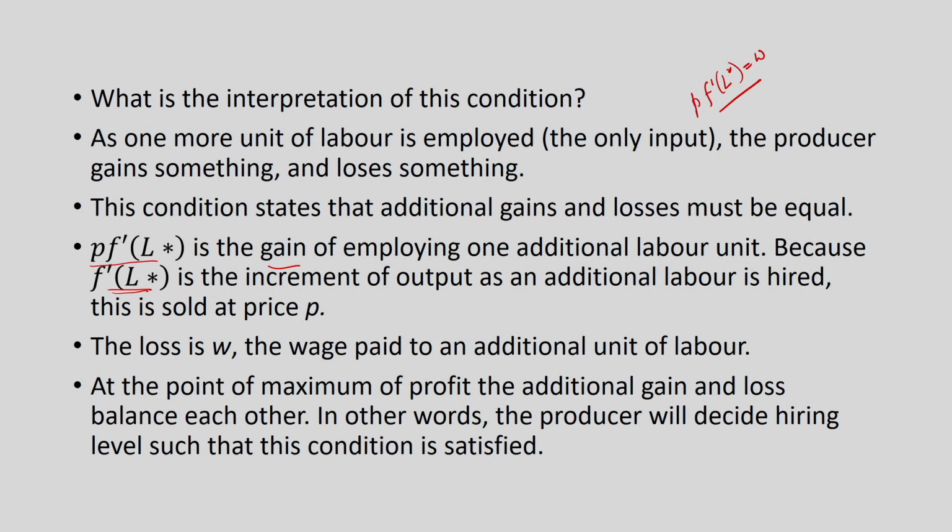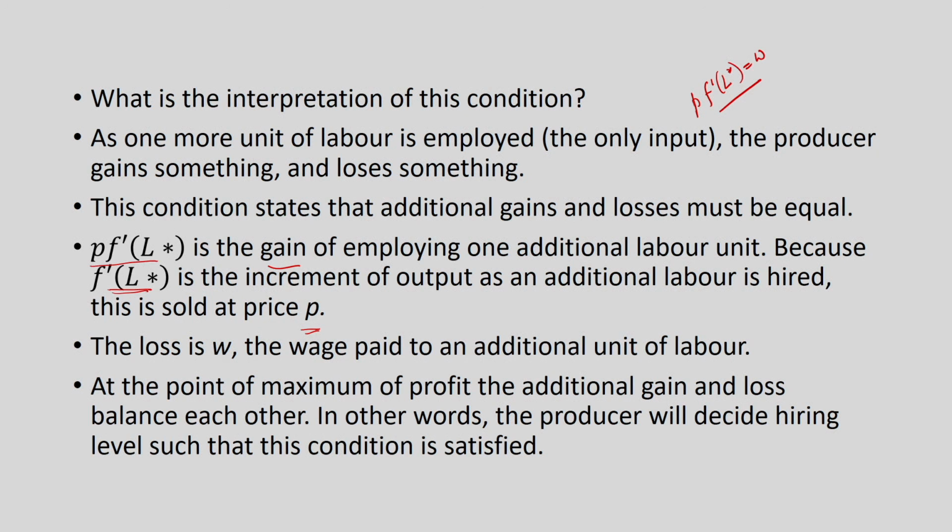Let us suppose this change in output is positive, then it will be sold in the market, and what is the price? It will be sold at P per unit. So, P multiplied by f dash of L star is the additional money that the employer gets by employing one more labor input.